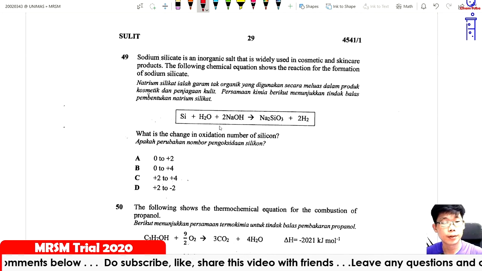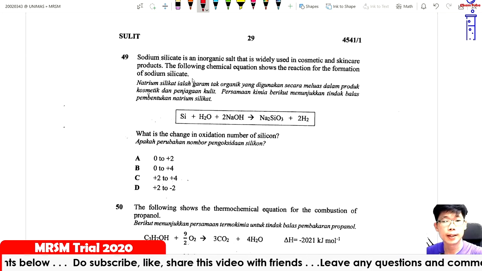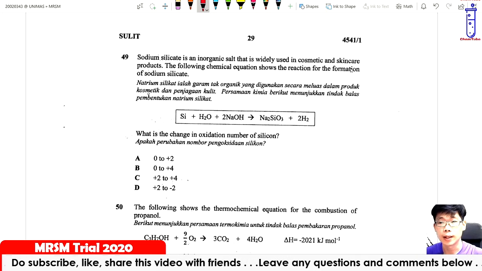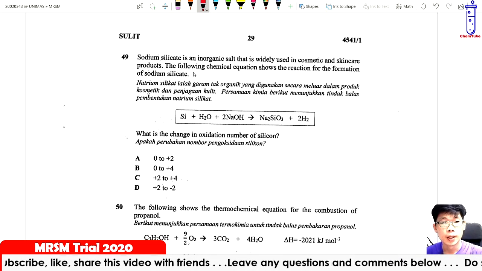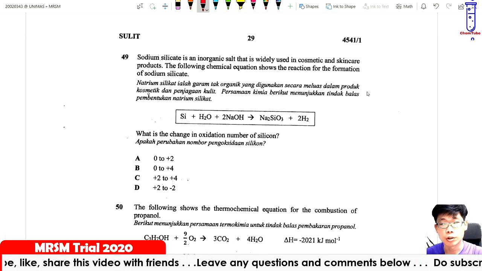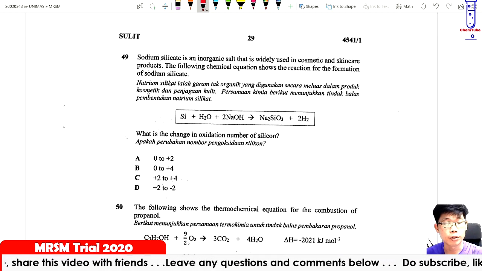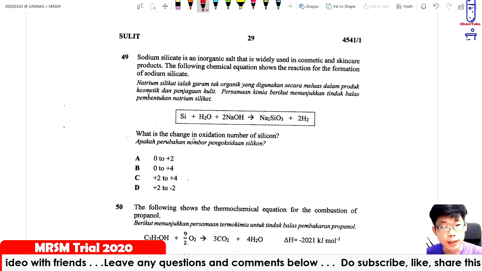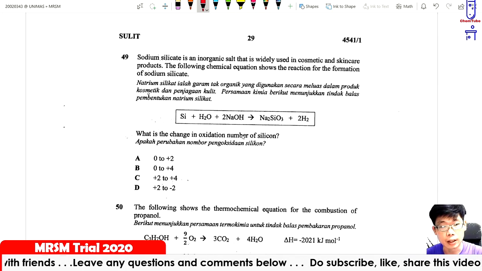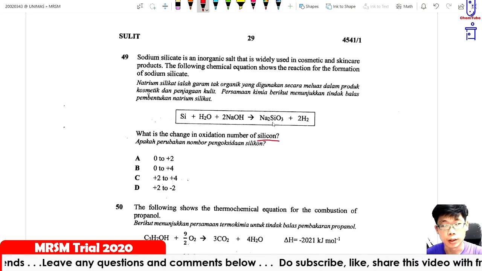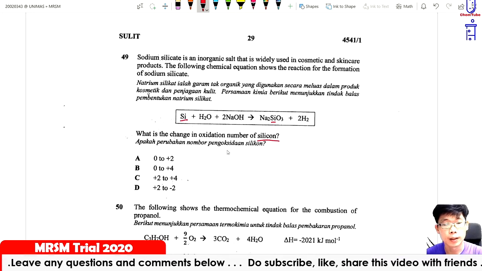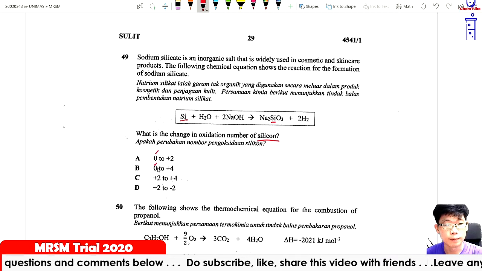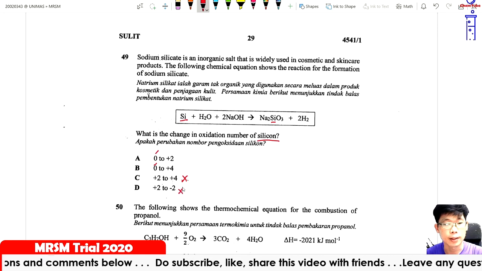Okay, question 49. Sodium silicate is an inorganic salt that is widely used in cosmetic and skincare products. The following chemical equation shows the reaction for the formation of sodium silicate. So what is the change of the oxidation number of silicon? Silicon initially is an atom, so definitely it is 0. So C and D are out.